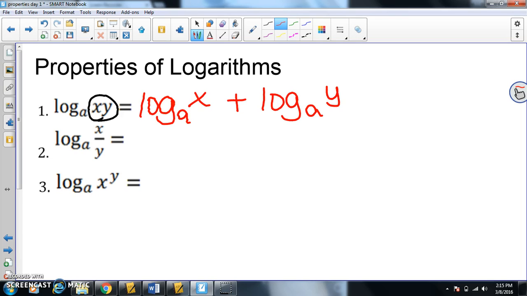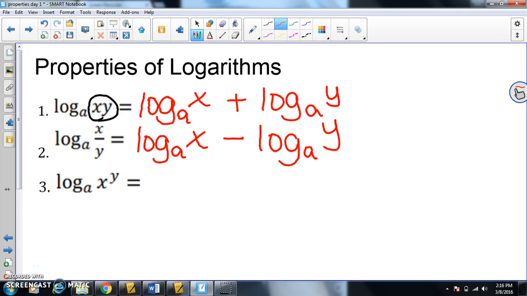Then we have log base a of x divided by y. And if we think about exponents, when we were dividing, we subtracted our exponents. So now, with logarithms, when we're dividing, we're going to subtract our logs. So we have log base a of x minus log base a of y.